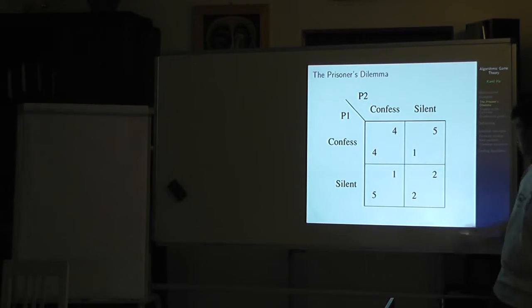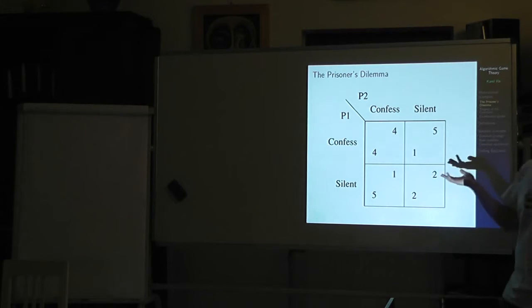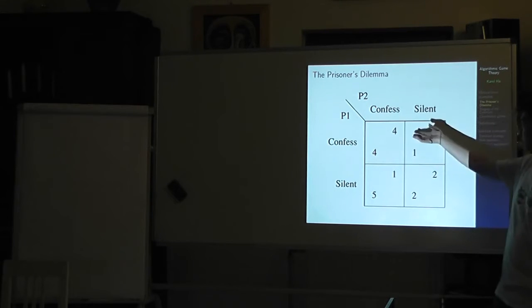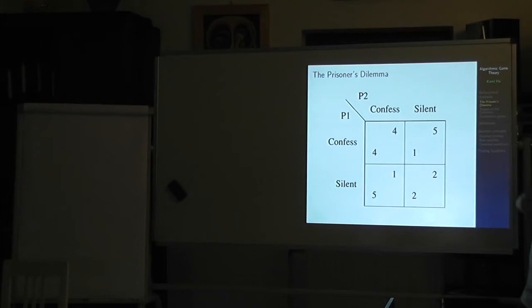And in this game, we can see that a stable solution is for everybody to confess to a crime, because if I am that stupid, basically, and I keep silent, it would be better for me to confess to a crime, because in every scenario I would gain more. Any questions? Okay.